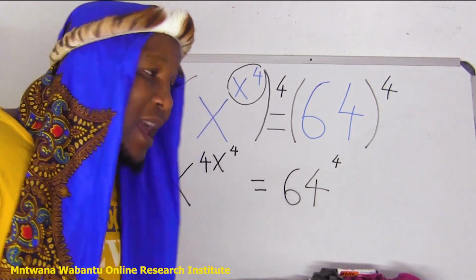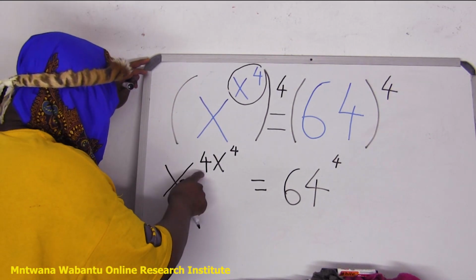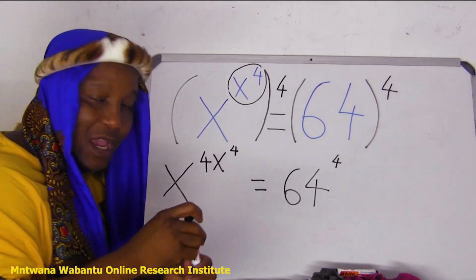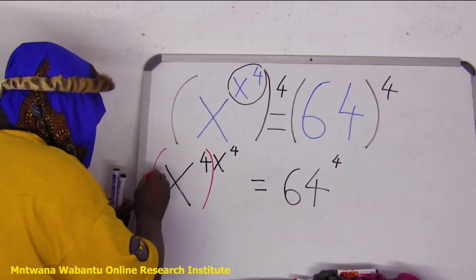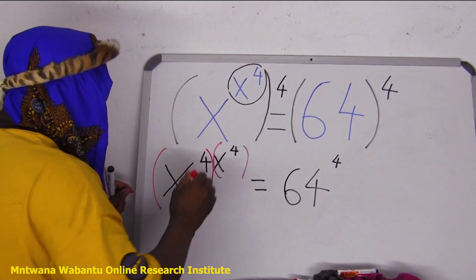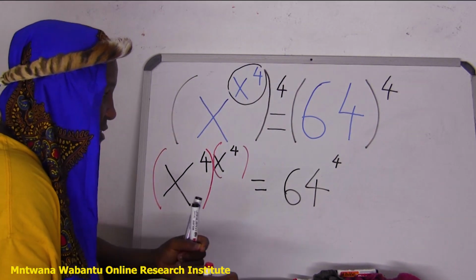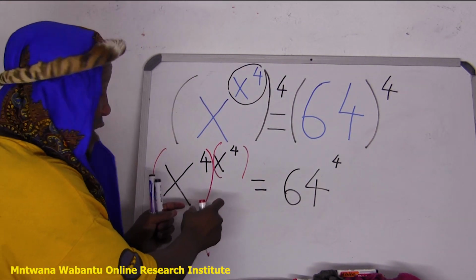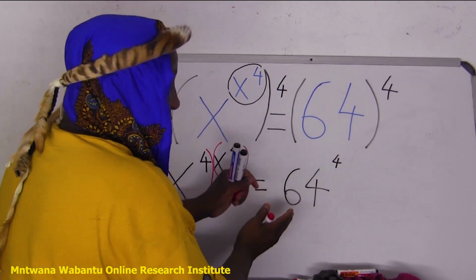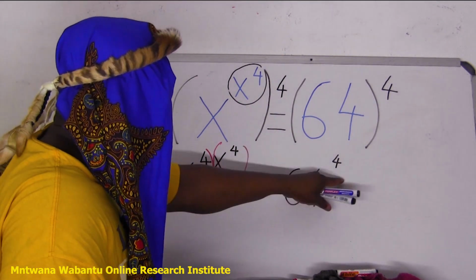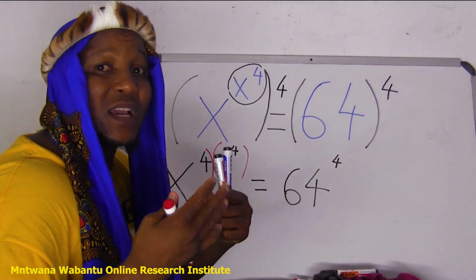The next trick is to make sure you have two groups of numbers which are the same. So I'm going to say x power 4, and you have x power 4. Separate them so they look alike, x power 4, x power 4. We have to do the same thing on the other side, but it's not going to be x power 4. We must have two numbers which look alike.